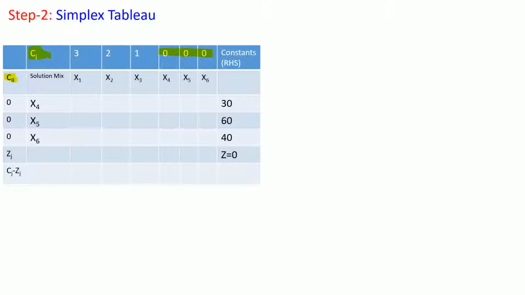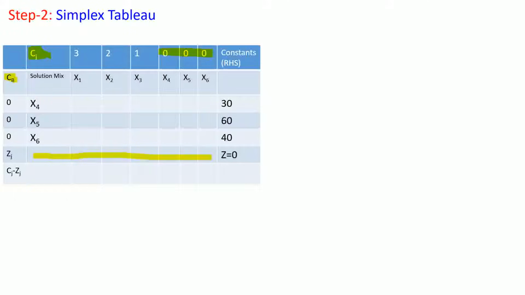And Zj is found below all the rows. Zj can be obtained by multiplying the coefficients of the basic variables by the corresponding column of x1 and adding those, and we get Zj. The same is true for all the Zj values found here. And Cj minus Zj is calculated by subtracting Zj from the coefficients of the objective function.